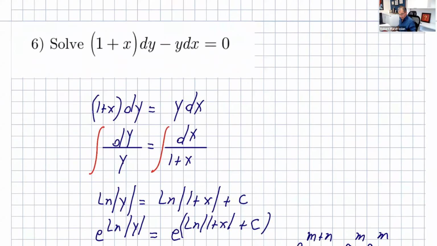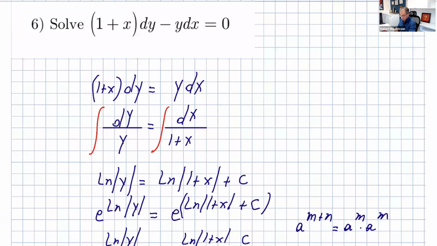Next one, number 6, we have to solve 1 plus x dy minus y dx equals 0. Again, here you can separate the variables, so it's a pretty easy differential equation. So you get dy divided by y, and divide by 1 over x, so you get dy over y equals dx over 1 plus x. Take the integral of both sides, this is ln absolute value of y, and this side you get ln absolute value of 1 plus x plus c.